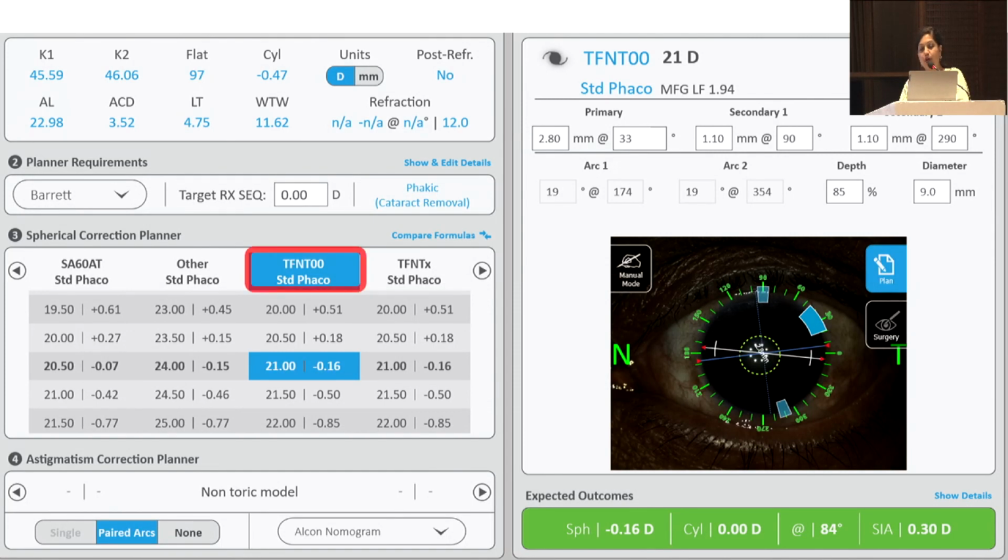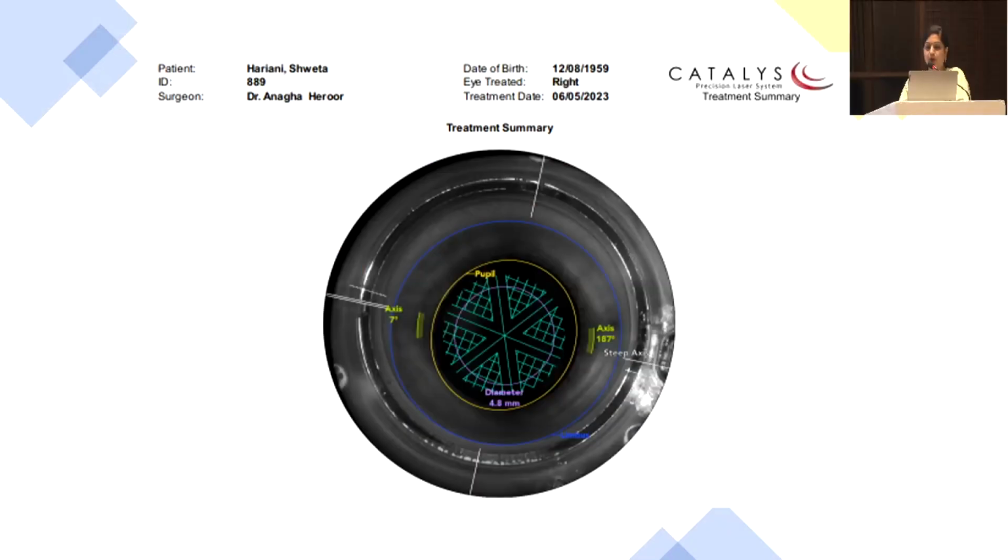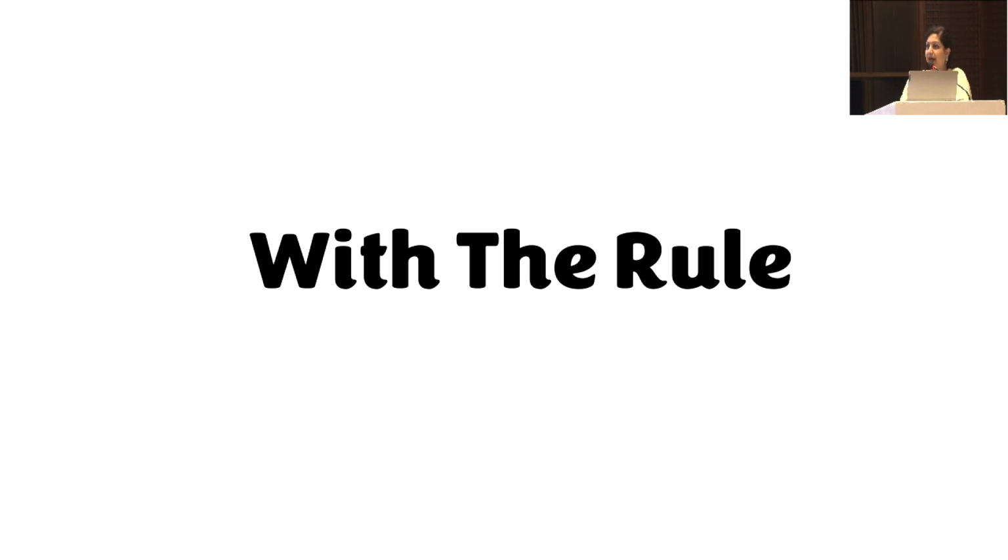Now, suppose you don't want to do this, and the patient says, I don't want a toric trifocal, I cannot afford it, but at the same time I want spectacle independence. What is the next thing you can do? If you opt for the paired arcs, as you can see here, there are these paired arcs that you can put, and if you're using a femto, you can use femto relaxing incisions, and then again you can achieve a 0-0. That means you can do one of the two. Both can work. So this was a patient whom we had done like this, and we finally achieved good outcomes.